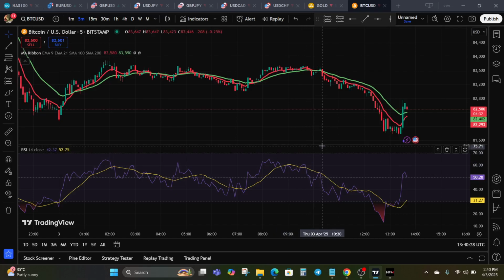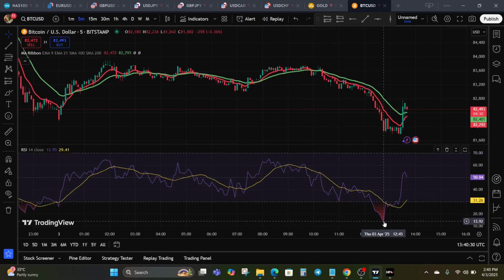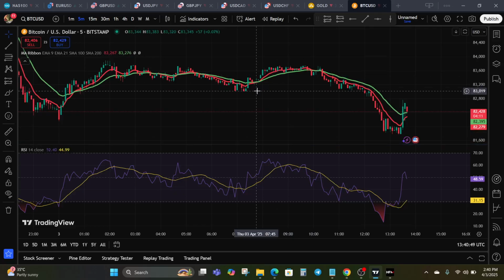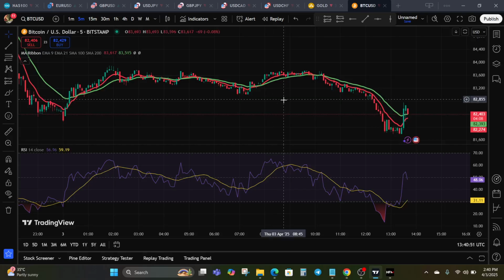So we look for pullbacks near 30, which is oversold, for potential long trades, and near 70, which is overbought, for short trades. And then you ensure to monitor volume spikes as well, because volume spikes help to validate strong trade signals. Higher volume confirms stronger momentum in a given direction. So to scalp BTC USD successfully, we follow these rules for entering and exiting our trades.